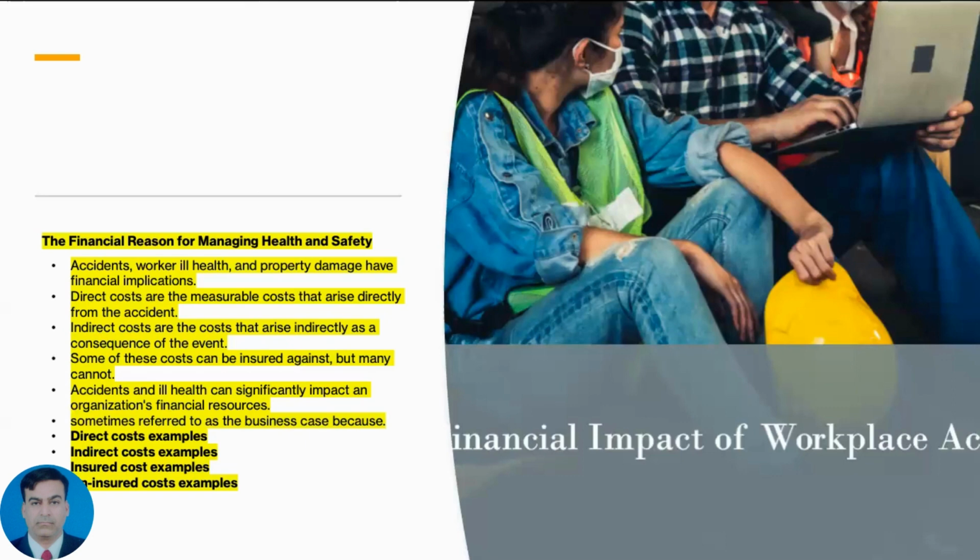Number one, medical expenses. These are costs associated with providing first aid treatment, emergency medical care, hospitalization, surgeries, medications, and rehabilitation for injured workers. So they are the direct costs when an accident happens. Worker sick pay, the second direct cost: payments made to the workers who are unable to work due to injuries or illness caused by the workplace incidents.